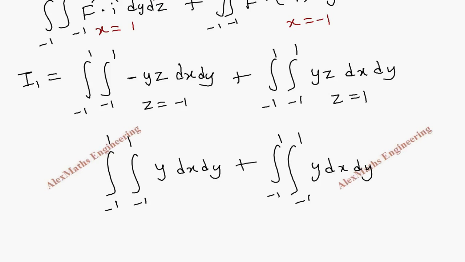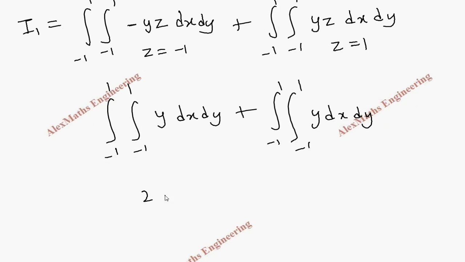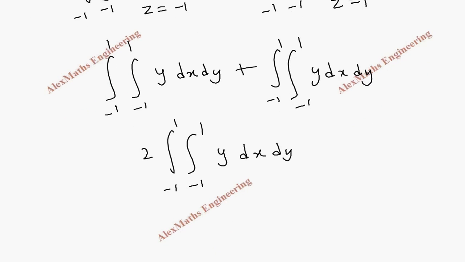We can combine this as 2y. So 2 is a constant which can be taken out, and we have y dx dy. So first we have to evaluate this integral with respect to x.